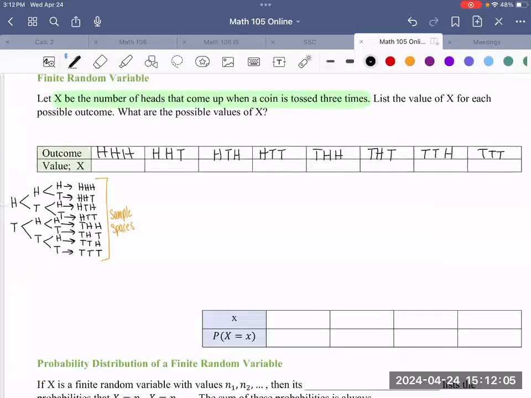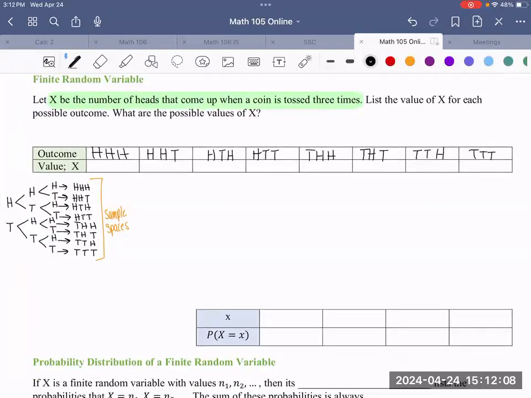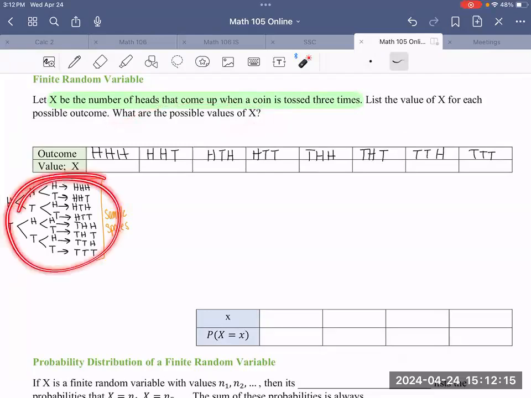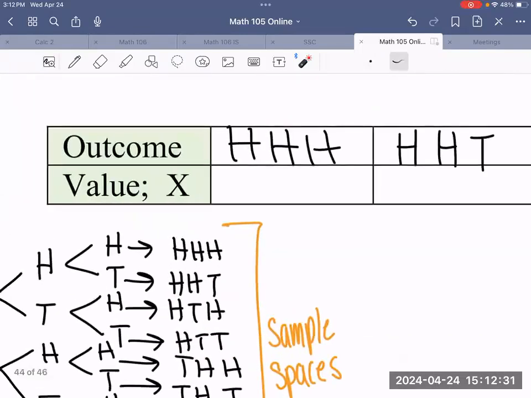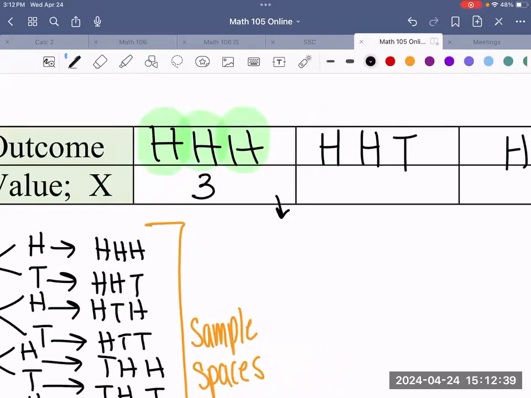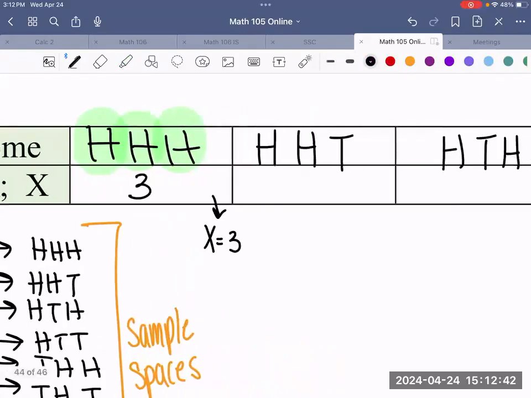Okay. So now that you have all of the different options coming from a 3 coin toss, what we're going to do is look at what your possible X values are. Now, if you're confused on how we made this one, please go back to chapter 7.2, where we talked about how to make a decision tree. So if X is the number of heads that come up, how many heads are showing in this first outcome? 1, 2, 3. So we got 3. So this is just going to be X is equal to 3. That's one of your options.